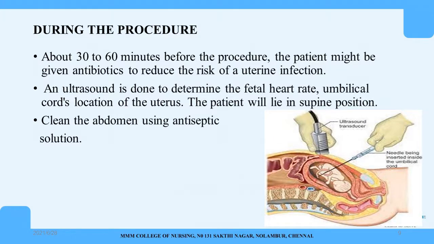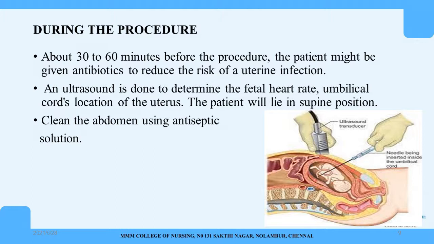During the procedure, about 30 to 60 minutes before, the patient might be given antibiotics to reduce the risk of a uterine infection. An ultrasound is done to determine the fetal heart rate, umbilical cord, and location in the uterus. The patient will lie in supine position. Clean the abdomen using antiseptic solution.